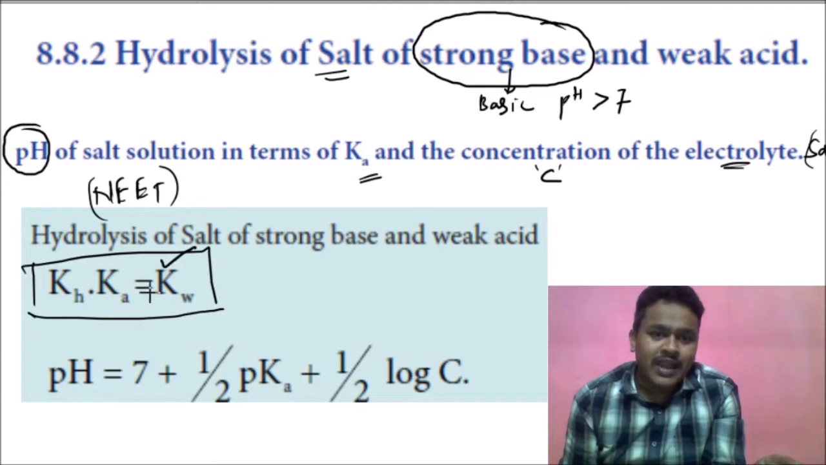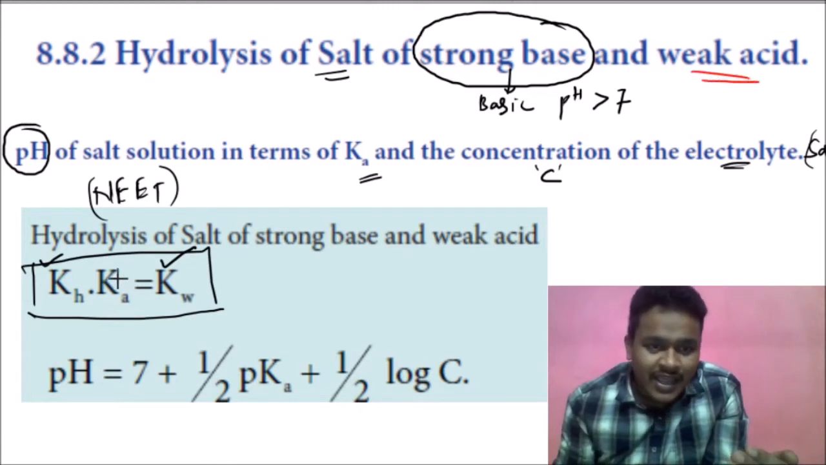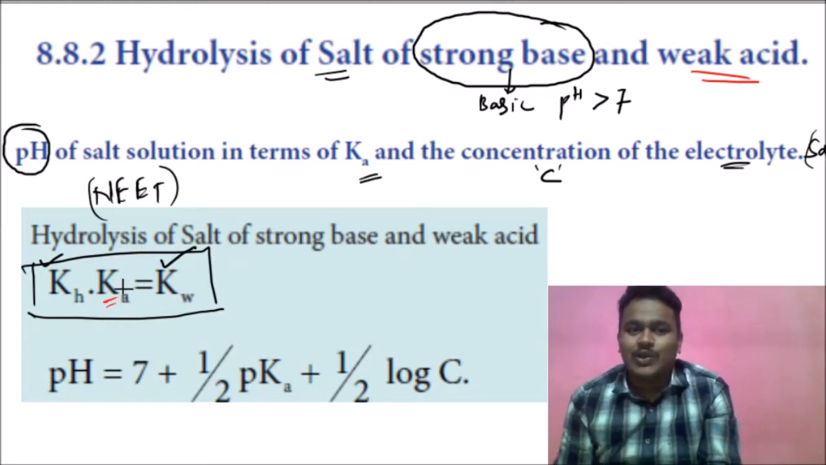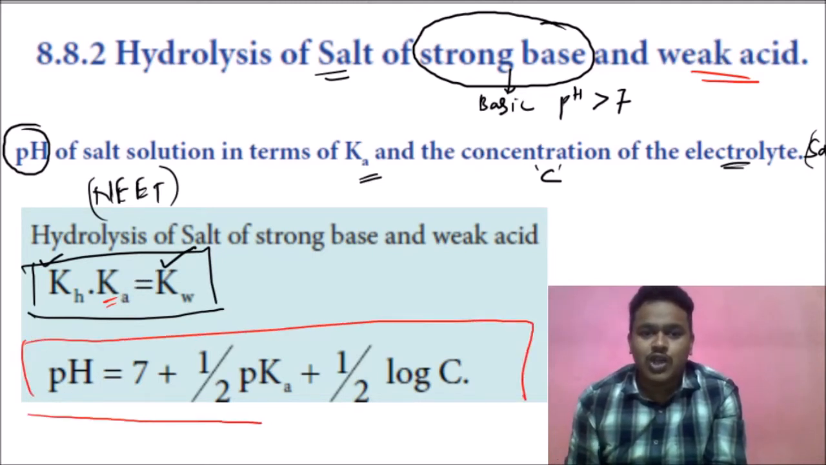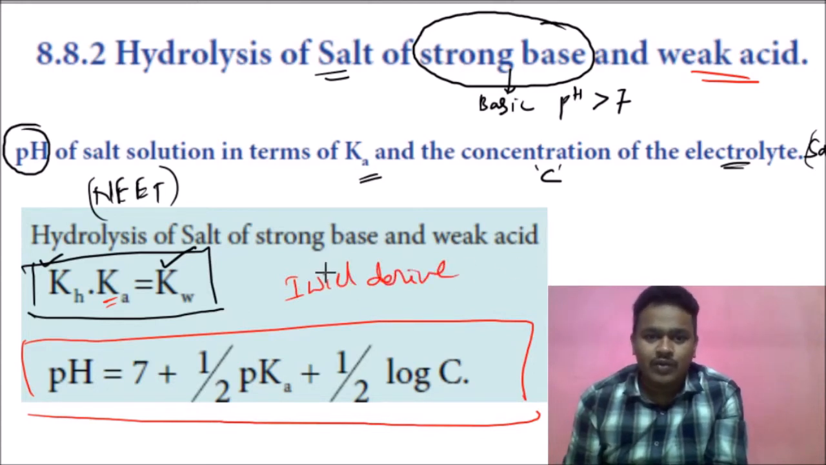Kw will be on this side, Kh will be on this side. It is a weak acid means, I will tell how to remember. Here you are talking about a strong base and weak acid, so here Ka you have to take. For some other salt, if weak base is there, then Kb you have to take. Like that you can remember. And this is also an important relation. This is also you have to keep in mind. I will derive now. Don't worry. I will derive for this one. Remaining will go fast.